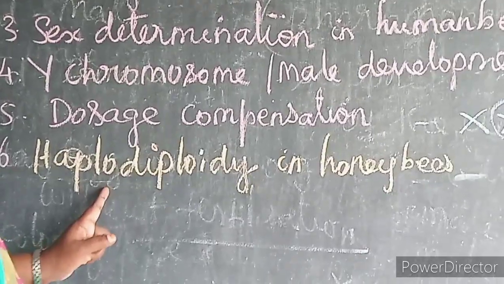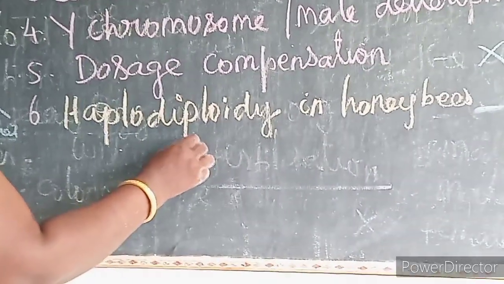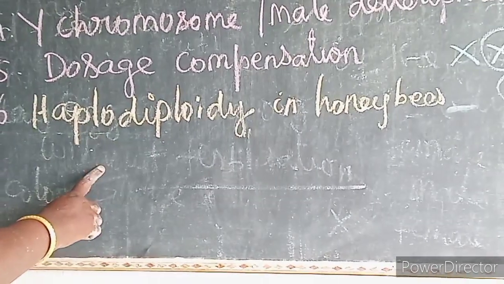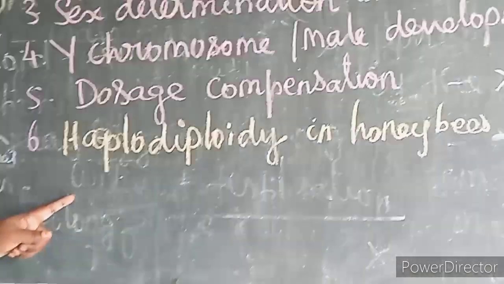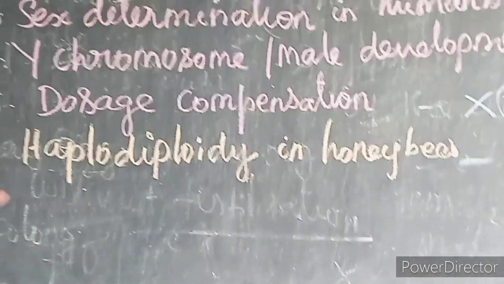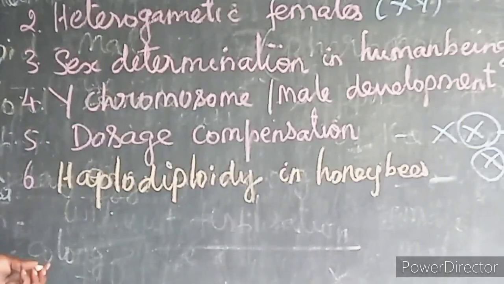Then haplodiploid is seen in the honeybees. Haploid means what? Single. Diploid means what? Double. So the fertilized egg develops into the female, then the unfertilized egg develops into the male. The sex of the offspring depends upon the number of sets of chromosomes it receives.